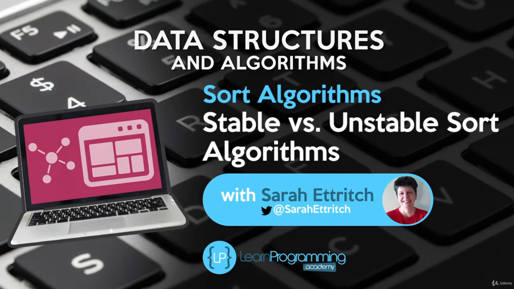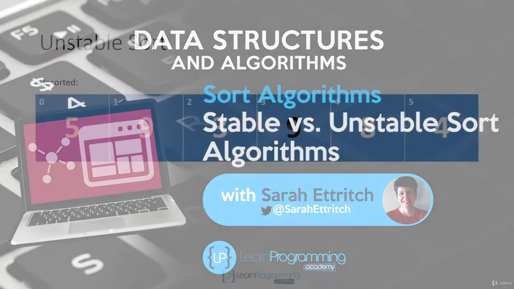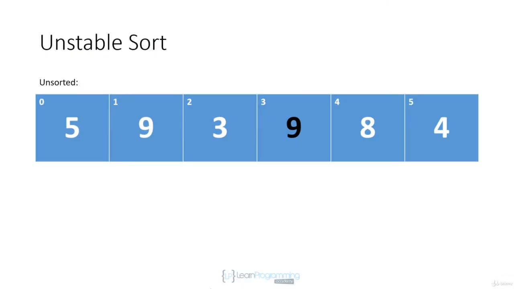Before we move on to looking at some of the other sort algorithms, I want to introduce the concept of a stable versus an unstable sort. When it comes to sort algorithms, there are stable sorts and there are unstable sorts. So what does this mean? Well, stable versus unstable comes into play when you have duplicate values in the data that you're sorting.